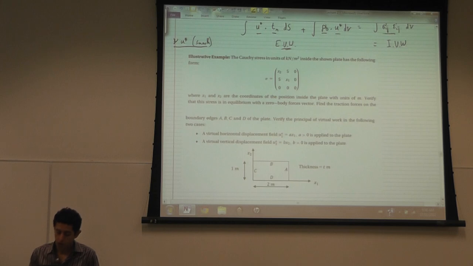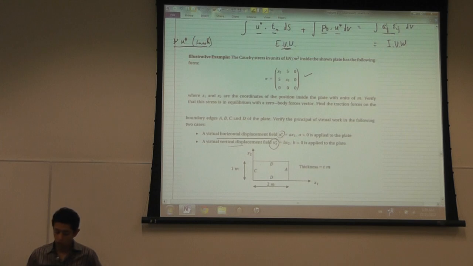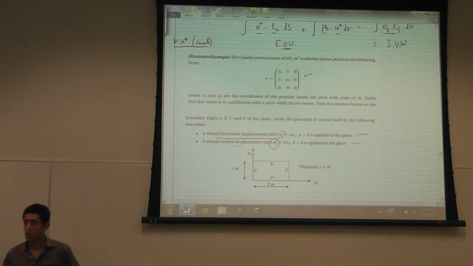You have a Cauchy stress, so I already know the stresses. And we're applying a horizontal virtual displacement field u star, and a virtual vertical displacement field u two star, and just verify that this is true. Is the internal virtual work equal to the external virtual work in this case? Is it true when u star is equal to this, and is it true when u star is equal to this? And they should.